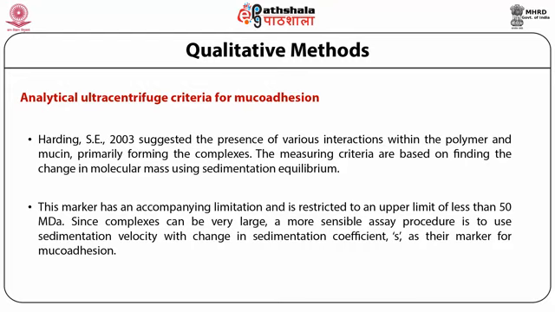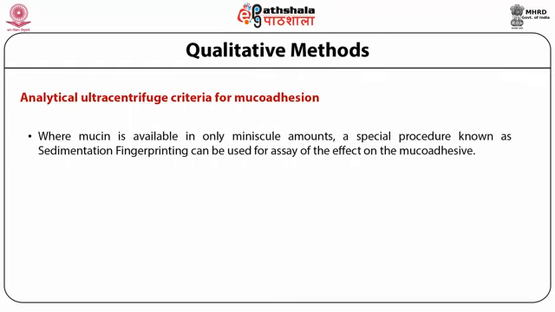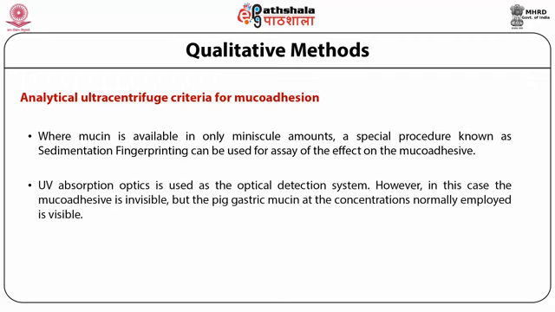complexes can be very large, a more sensible assay procedure is to use sedimentation velocity with change in sedimentation coefficient S as their marker for mucoadhesion. Where mucin is available in only minuscule amounts, a special procedure known as sedimentation fingerprinting can be used for assay of the effect on the mucoadhesives. UV absorption optics is used as the optical detection system.